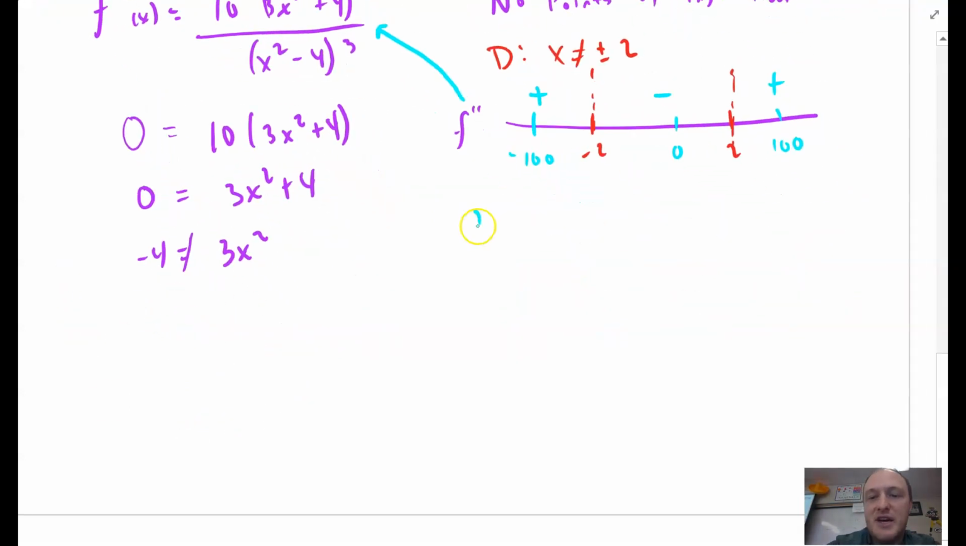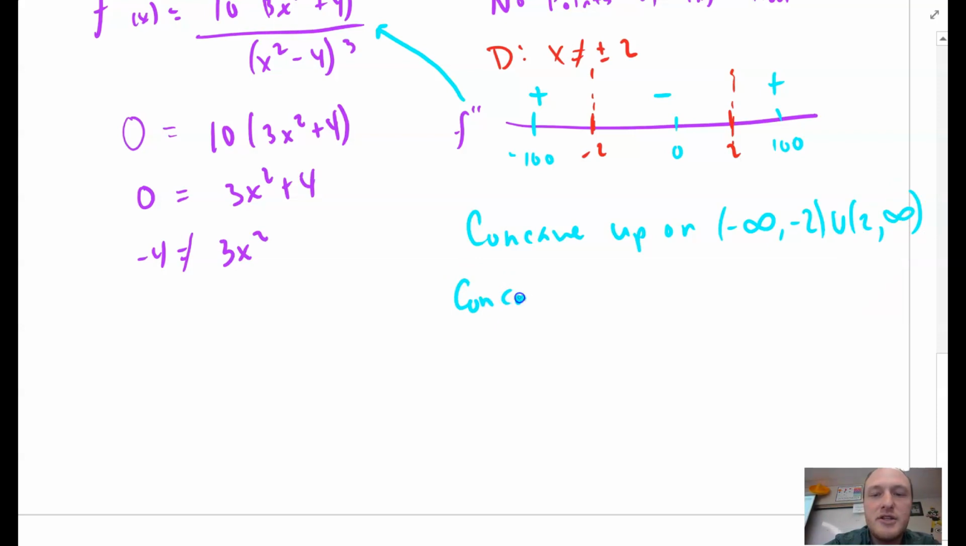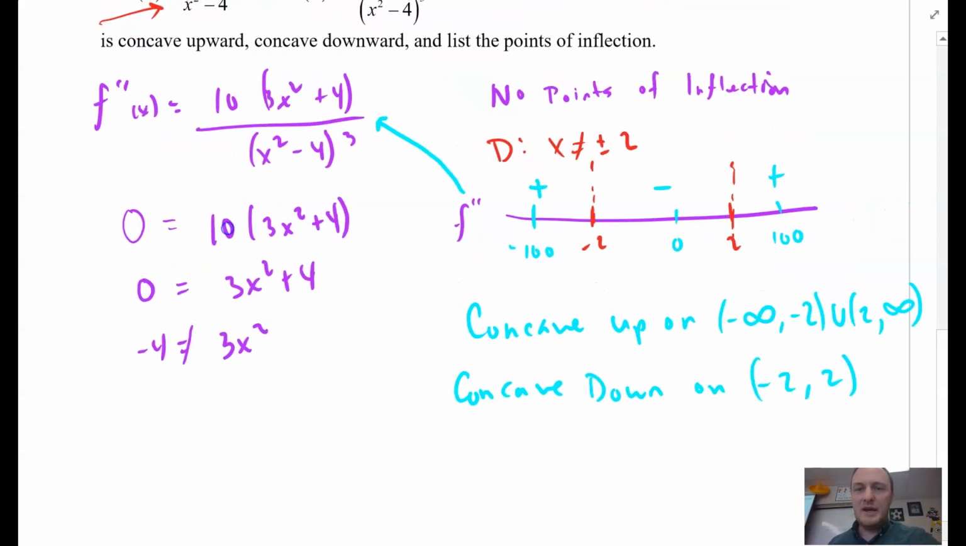So what does that mean? Well, it means that our graph is concave up on -infinity to -2, union 2 to infinity, and it is concave down on -2 to 2. And also, again, no points of inflection.